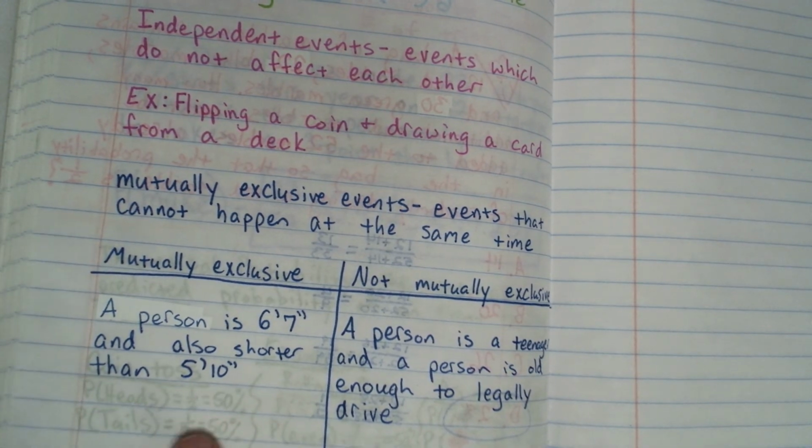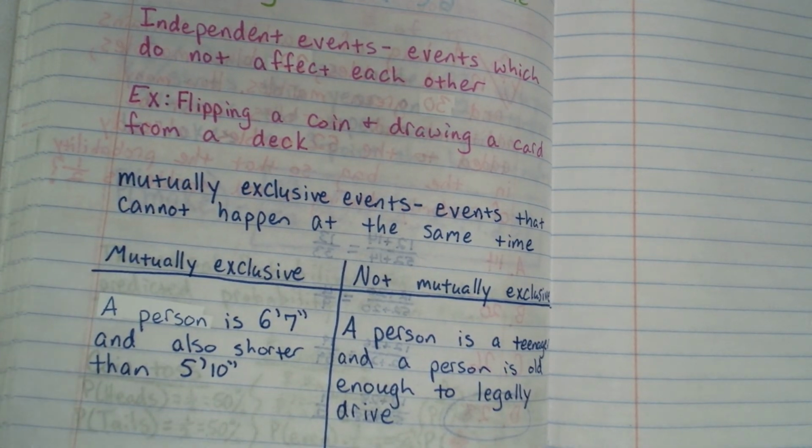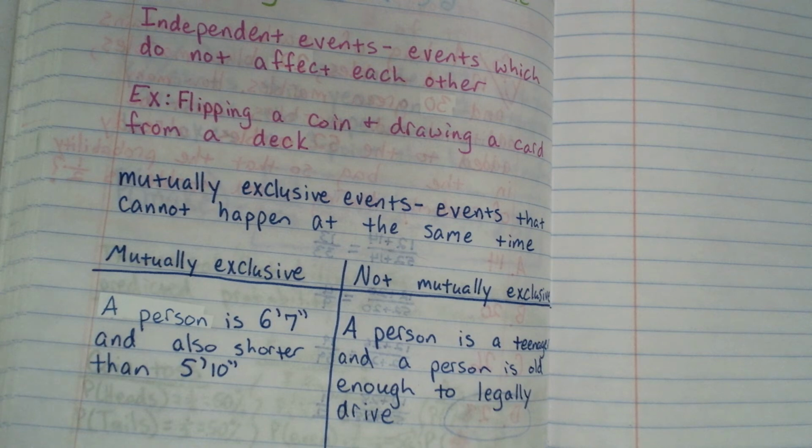So for one example of mutually exclusive things, again, kind of obvious, if a person is 6'7" and is also shorter than 5'10", those are two things that are mutually exclusive because they can't happen. If you know a person is 6'7", you know they cannot be shorter than 5'10".